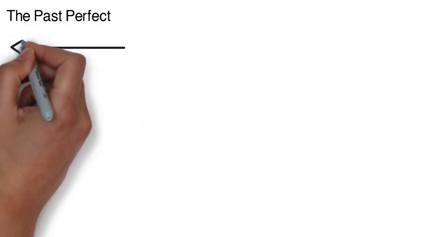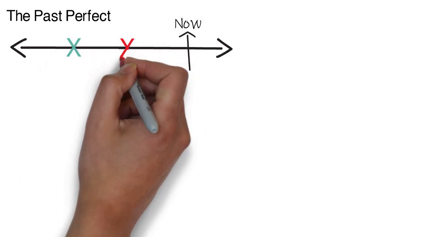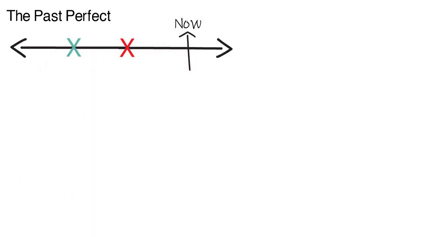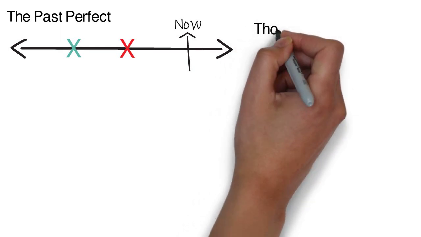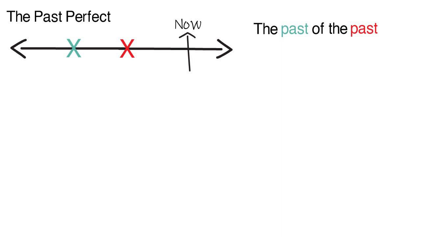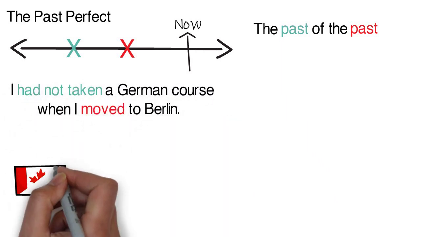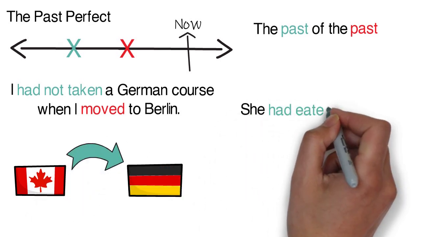Okay, moving along to past perfect. This tense is used to put 2 past events in order. Simply put, it is used to show the past of the past. For example, I had not taken a German course when I moved to Berlin.